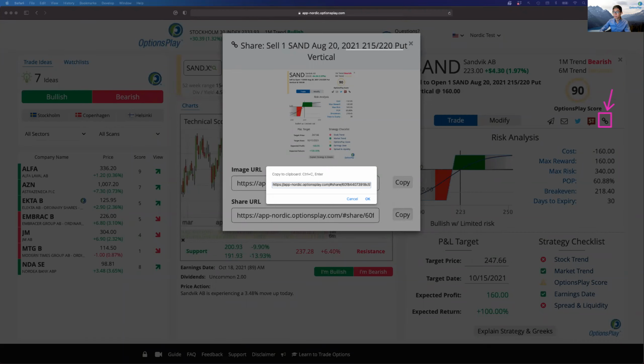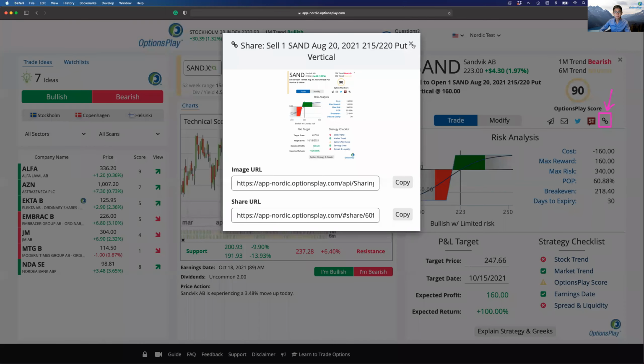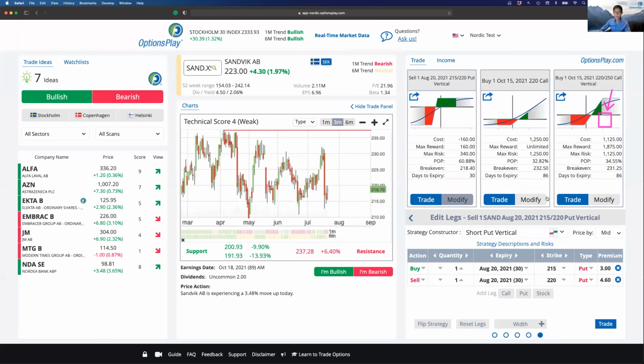So this is a short put vertical. The one that we did before is a debit spread, and this one is going to be our first credit spread. We'll try to find a few more credit spreads to look at, perhaps ones that are a little bit more optimal. So we'll look at this one first, and then let's also look at another one.